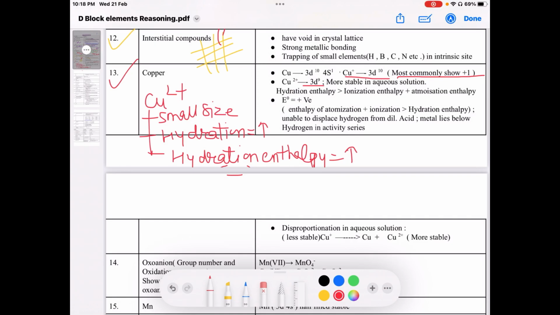So why is divalent copper more stable in aqueous solution? Because its hydration enthalpy is more than the sum of the ionization enthalpy and enthalpy of atomization.